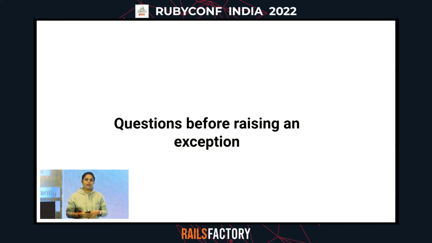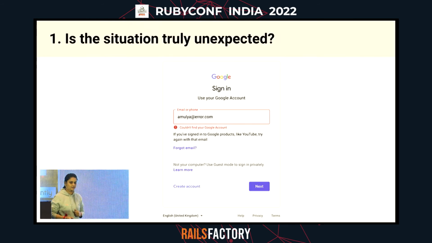Now that we know how to handle and how to respond to failures, the next question that comes to mind is, when should I raise an exception and when shouldn't I? To answer this question, there are 5 questions that you have to ask yourself first. Let's see those questions. The first question: is the situation truly unexpected? The classic example for this is user input. You can expect mistakes. In such cases, instead of raising an exception, you can just give the user an opportunity to try again and fix the problem.